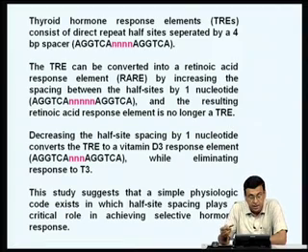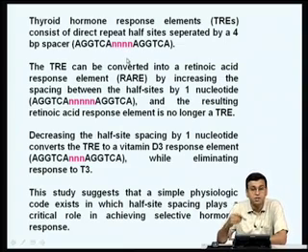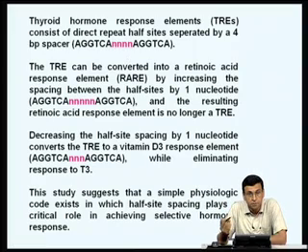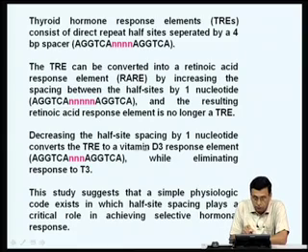And more interestingly, instead of adding one nucleotide, if you remove one nucleotide, that means a 4 base pair spacer now becomes a 3 base pair spacer, it becomes a vitamin D3 response element, or vitamin D receptor can now go and bind to this. Decreasing the half site spacing by one nucleotide converts a thyroid hormone response element to a vitamin D3 response element. That means here AGGTCA is separated by 3 base pairs and this now no longer binds to thyroid hormone receptor.